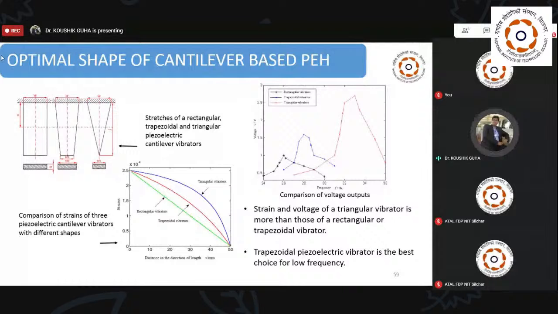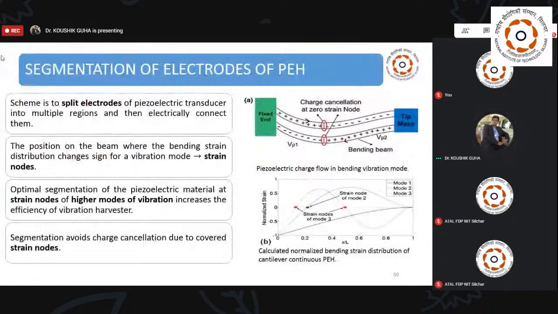The trapezoidal piezoelectric vibrator is the best choice for low frequency, because at the same time you have to think of frequency. If you are interested in capturing low frequency, then the blue one can be the best solution, because it lies in the middle of the rectangular and the triangular part. The triangular vibrator is very good in power output voltage, but it works in the high frequency range. So this is one of the ways that we have adopted.